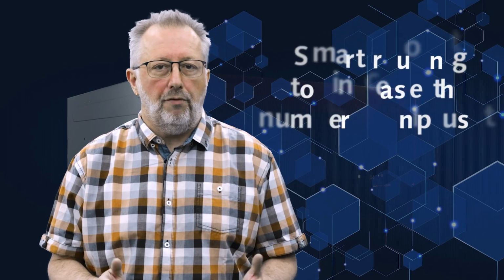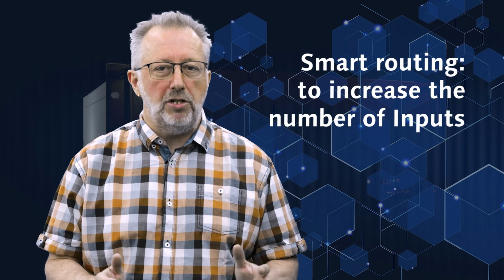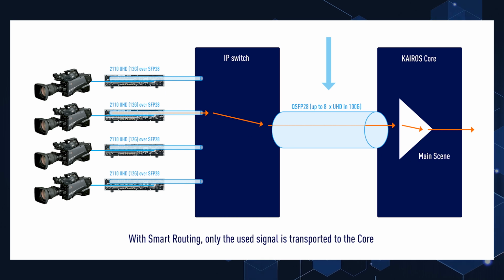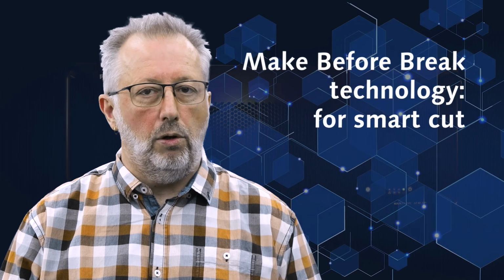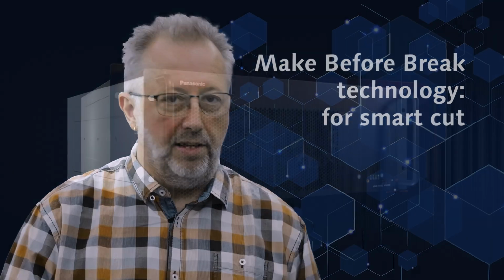You know, Kairos already supports a large number of inputs, enough for many customers. However, some required more, especially in UHD. Smart routing is the solution. Kairos uses AGMP to instantly route sources on demand through the 2110 switch. And because it uses make before break technology, the cut is perfectly clean.